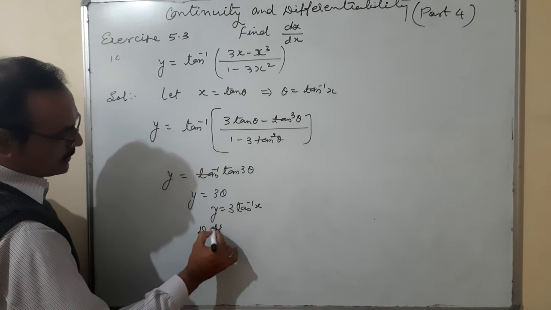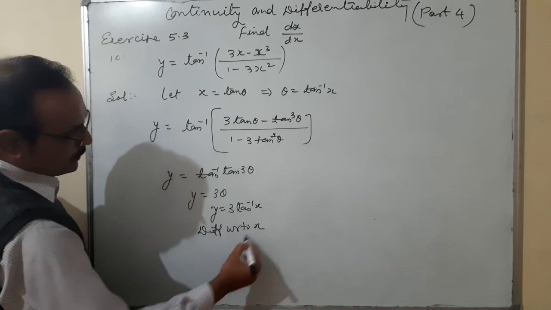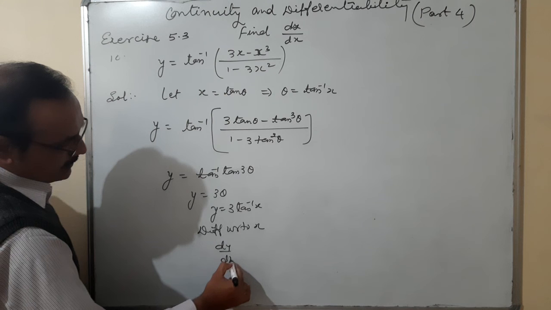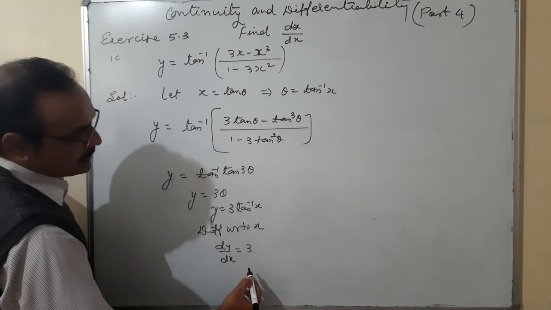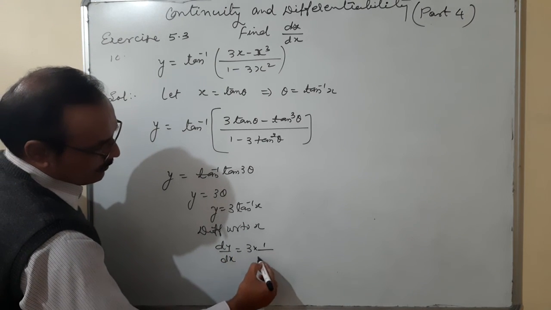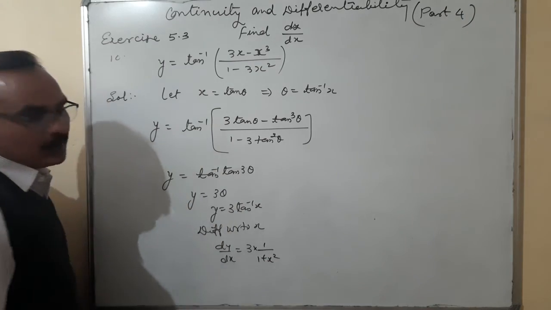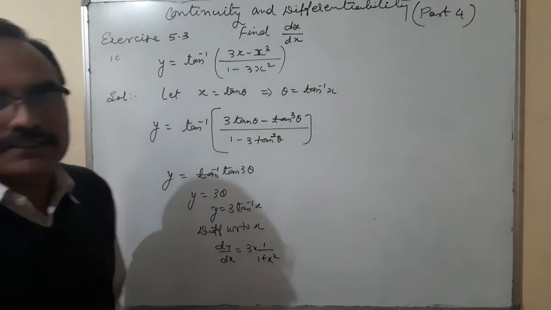Now you have to differentiate with respect to x. So dy by dx is equal to 3 and the differentiation of tan inverse x is 1 upon 1 plus x square. So 3 upon 1 plus x square will be the answer. Okay.